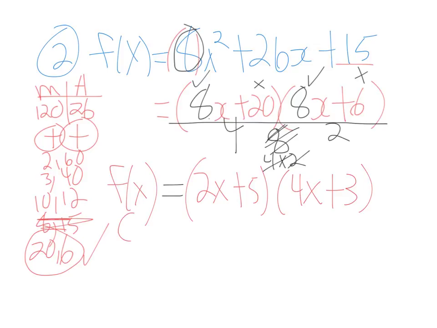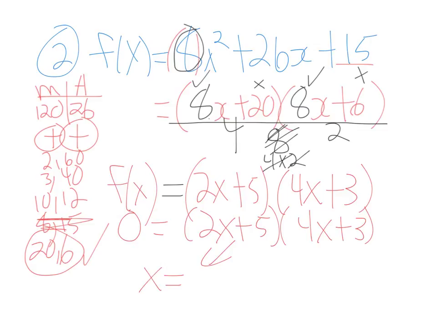Now, if I wanted to set this equation equal to 0 and get the x-intercepts, I would go 2x plus 5 multiplied by 4x plus 3. And the x-intercept for that one would be at x equals, subtract 5, divide by 2, negative 5 over 2, or negative 2.5. And this one here, I have to subtract 3 and divide by 4. So x would equal negative 3 over 4. And those are my x-intercepts.